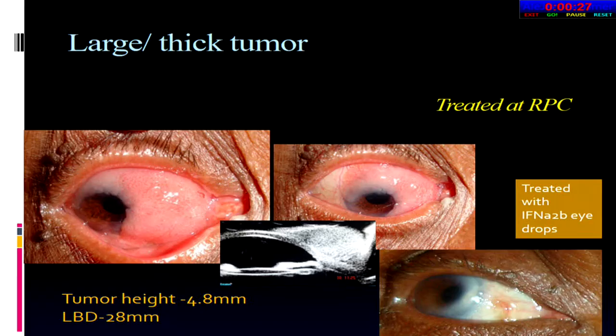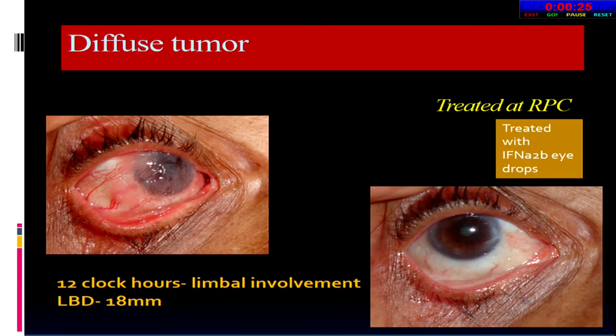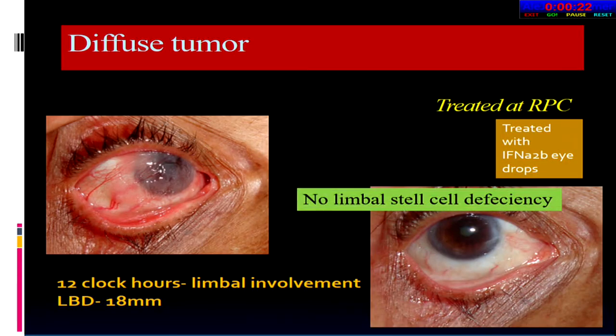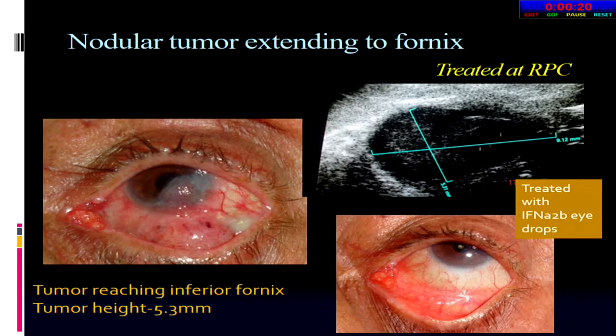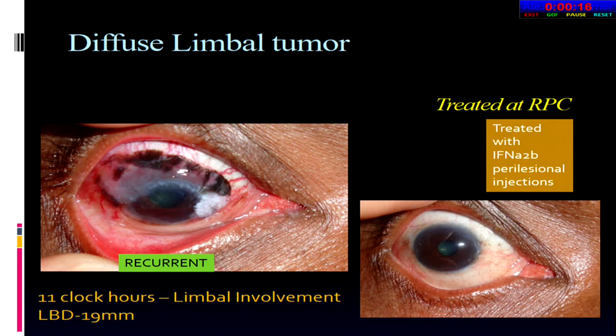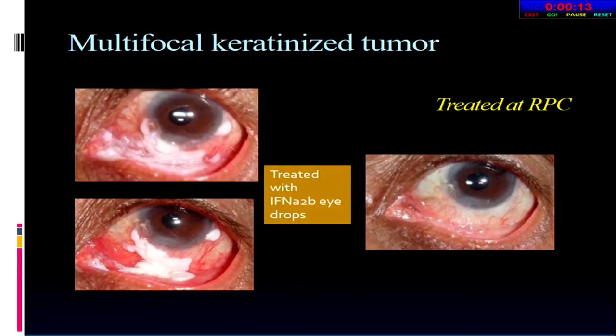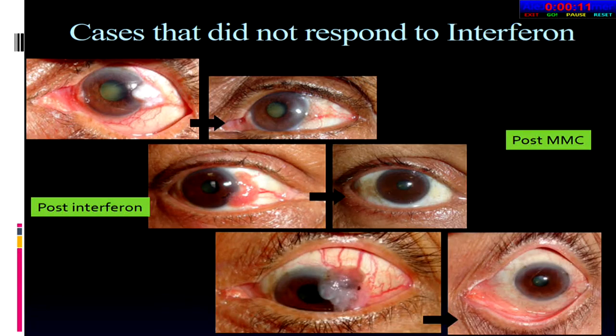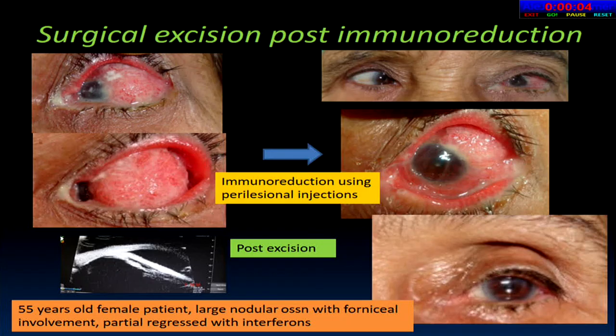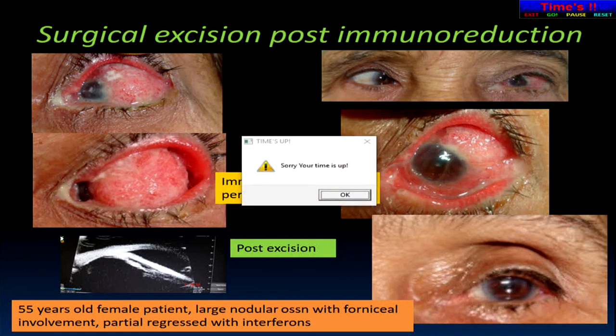This has been our experience with use of interferons. I will just run through the slides. We have seen extensive tumors just melt away with this drug when it works, even the ones which are very, very large and diffuse involving the limbus. But then there are other smaller ones which have not responded, and then as second line we use MMC, and they disappear too. Some of them do not respond, like in this case, where they get immunoreduced, and thereafter we have excised and managed to save the eye in this case.